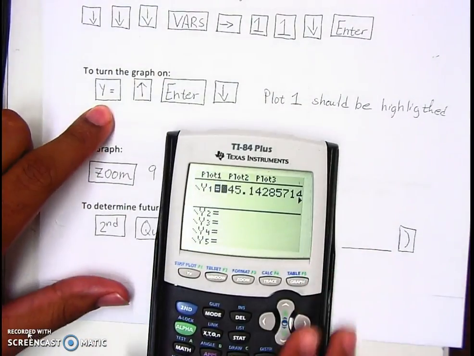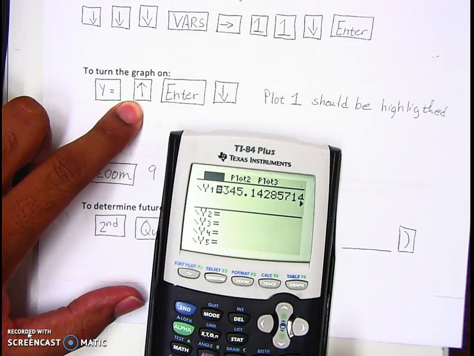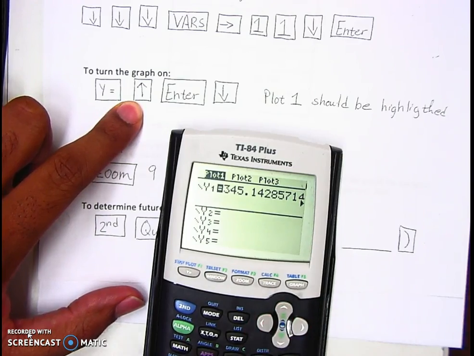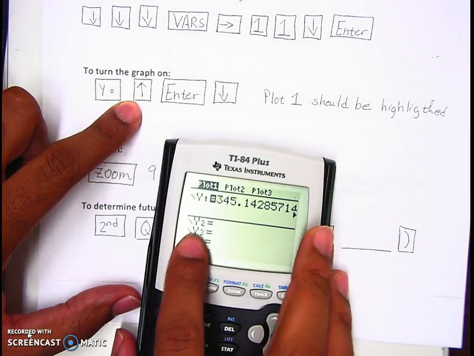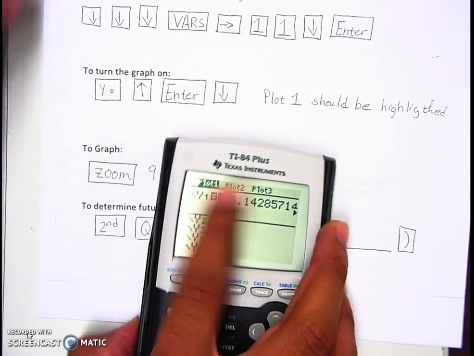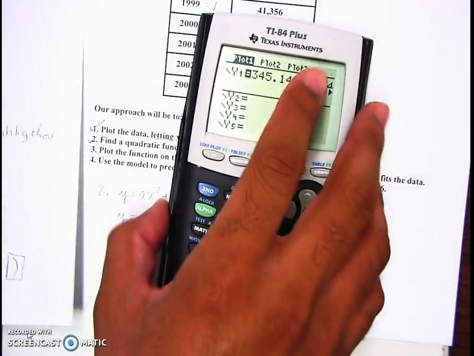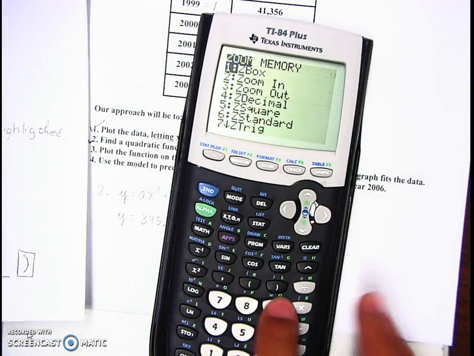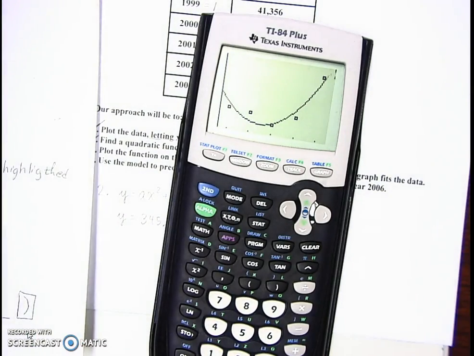At this point, once we do this, we hit Y equals. It says we're going to hit the right up arrow, hit enter, and then we come down. So plot 1 should be highlighted. Is plot 1 highlighted? Yes, it is. All right, now to be able to figure out what's going on with the graph, we're going to hit zoom 9. And again, that's what we have right here, zoom 9. So your graph should look something like this.